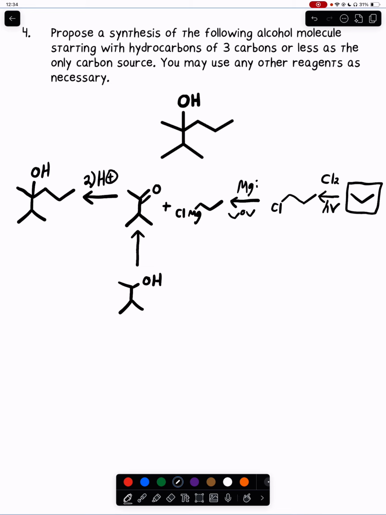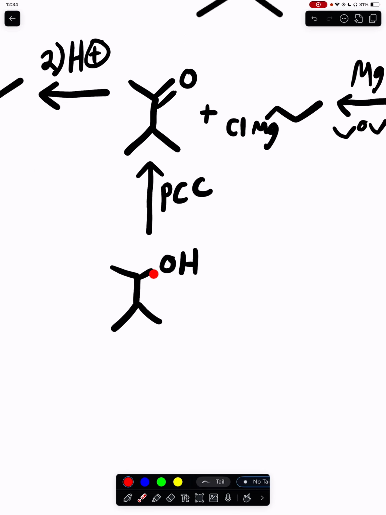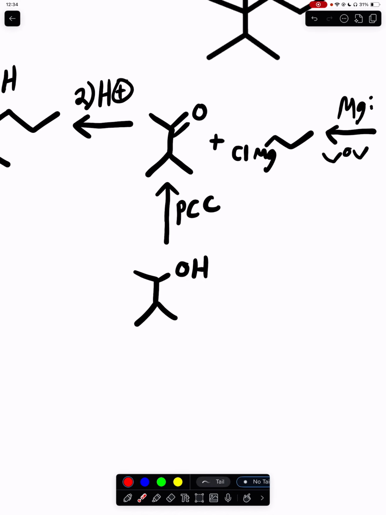Could have used the Jones oxidation, could use the PCC method. Both of them would work here. All right, now we're at this alcohol. I'm just going to ask myself, how can I use a Grignard and some sort of electrophile to make this alcohol? Well, it's a secondary alcohol.